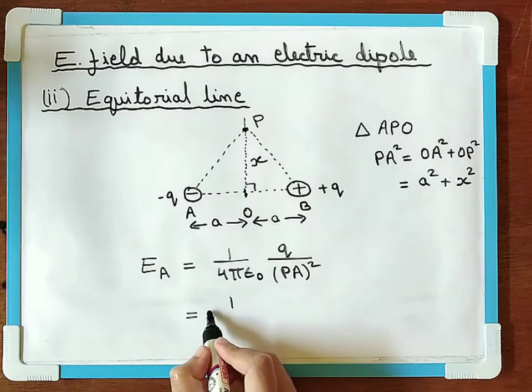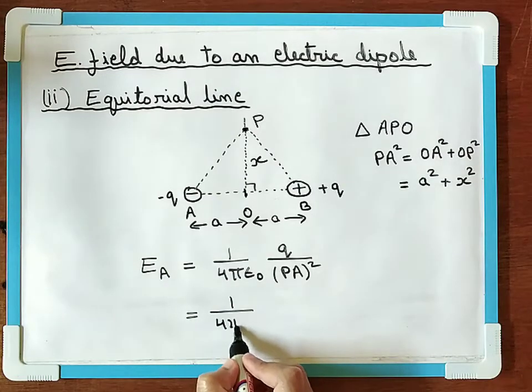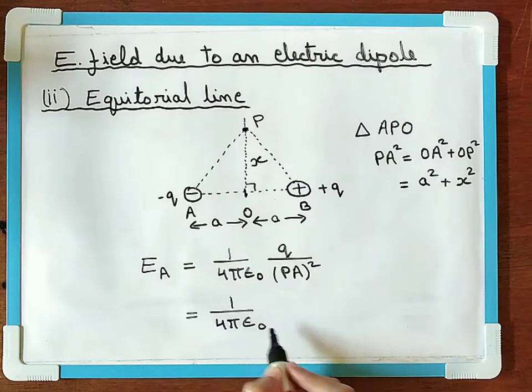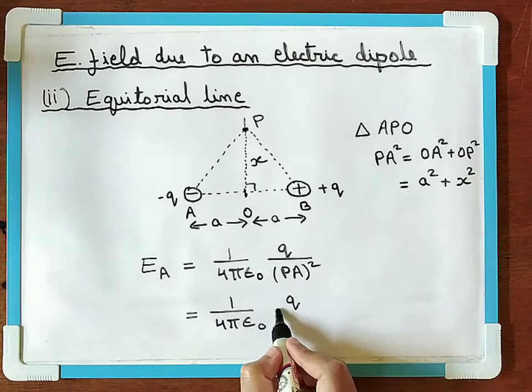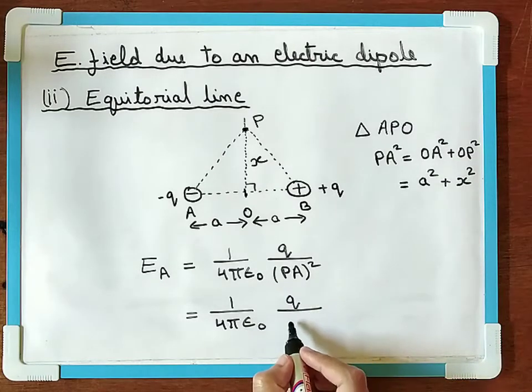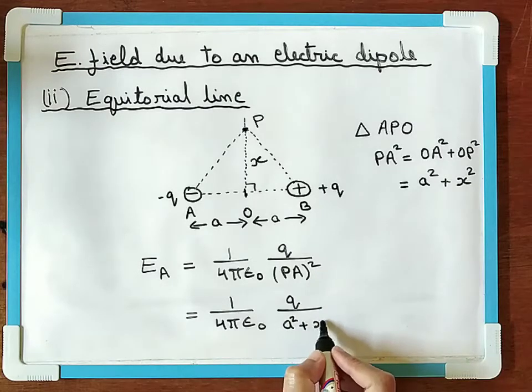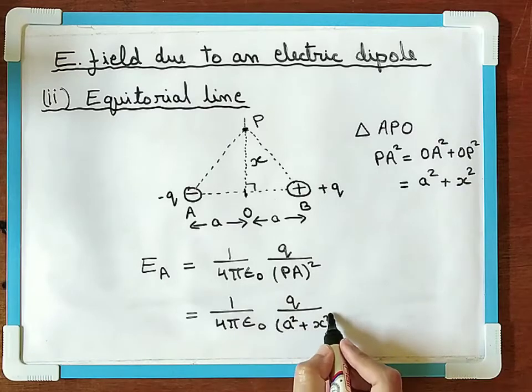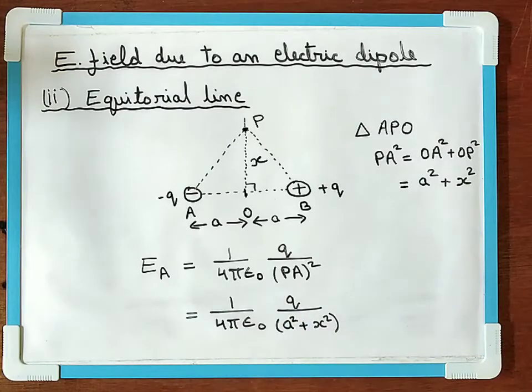So your EA is equal to 1 by 4 pi epsilon naught, then q. So instead of PA square, I'll write a square plus x square. So this is the magnitude of the electric field at point P due to the charge placed at A, that is due to the negative charge minus q.